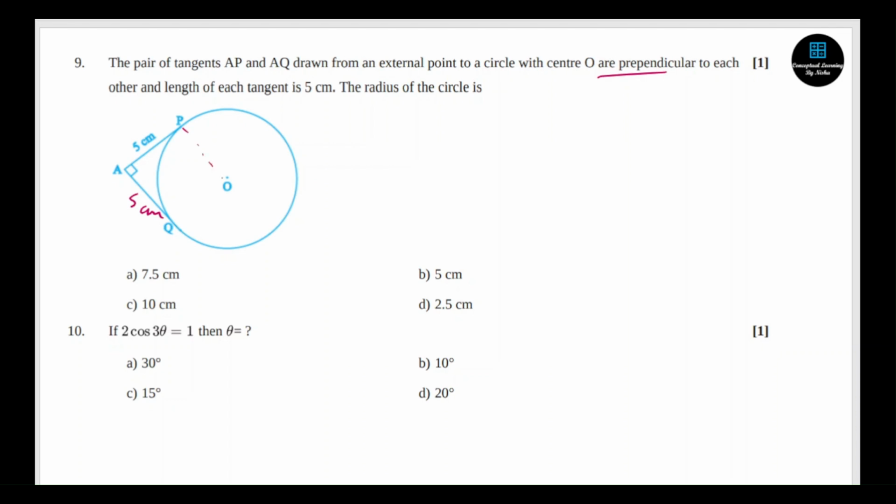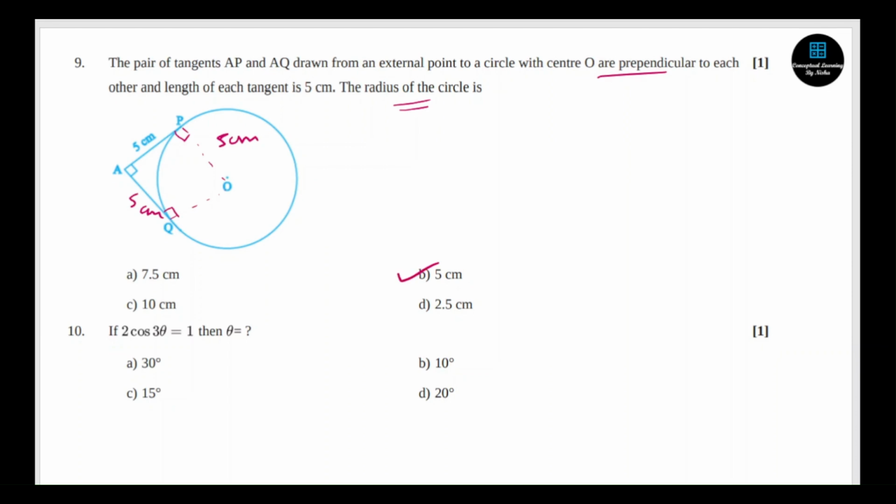So if I just connect them, all four angles are right angles. We know that they are also perpendicular here, so this is also 90 degrees. So this becomes a square, right? So P is nothing but 5 centimeters. So the radius is 5, correct?